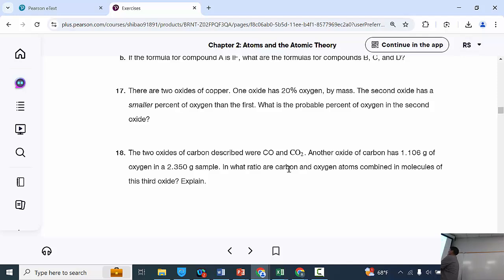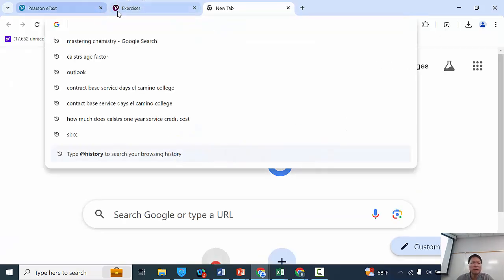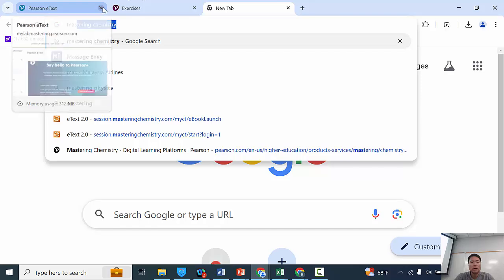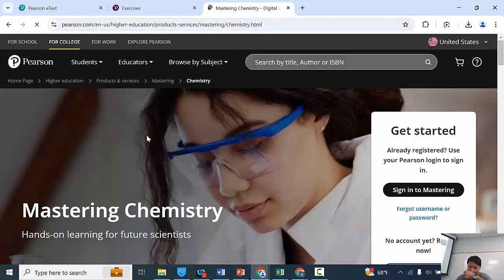There are two oxides of copper. One oxide has 20% oxygen by mass. The second oxide has a smaller, no, that's not it. On Pearson, on Mastering Chem. All right. Do you remember the name? What it asked for? Let me see if I can just go. Yeah, it's about hydrogen. Okay. Let's see if they make me sign in again. Yeah.